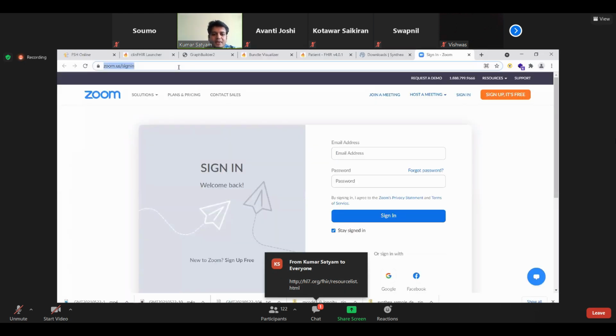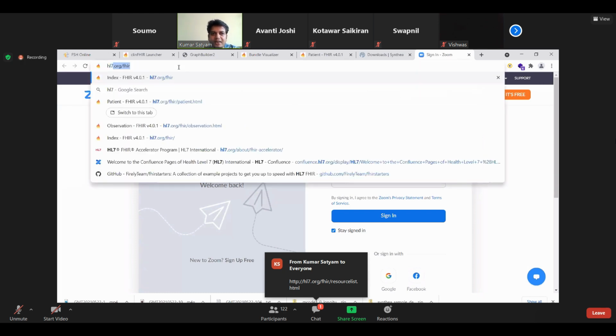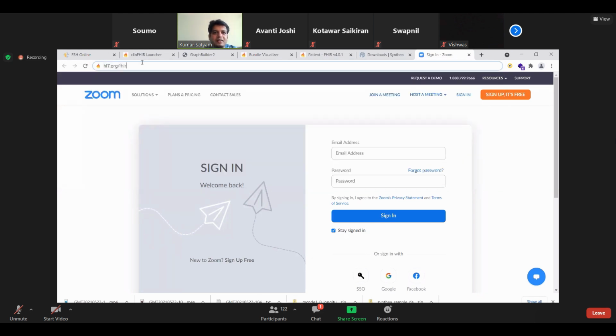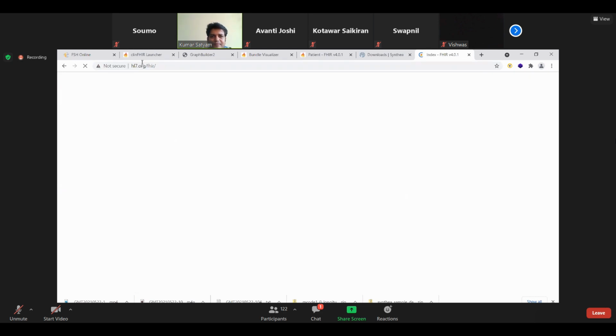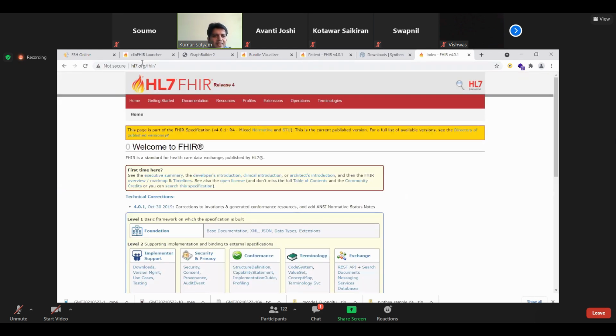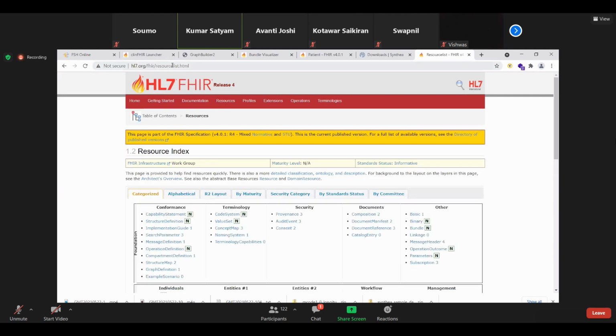So I'll start from the base so that even if you don't have the URLs, you know how to reach FHIR. You go to hl7.org and you just do /FHIR. You come to the base specification page. And then here, you click on Resources. And this is the resource list, the URL that I gave. Okay. So far, are you following? Yes, sir. Yes, Satyam. Okay.